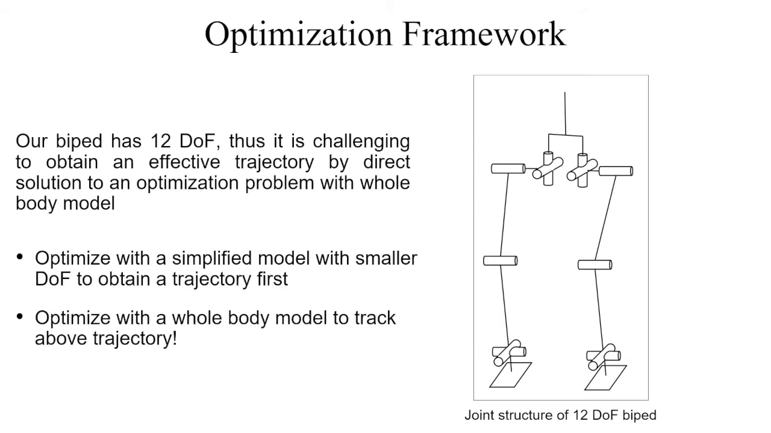In our paper, we seek a cascade optimization framework to address this issue. First, we try to optimize with a simplified model, which has low degrees of freedom. Then, we try to optimize with a whole body model to track the trajectory obtained from the simplified model while satisfying the contact constraint and the friction constraint.